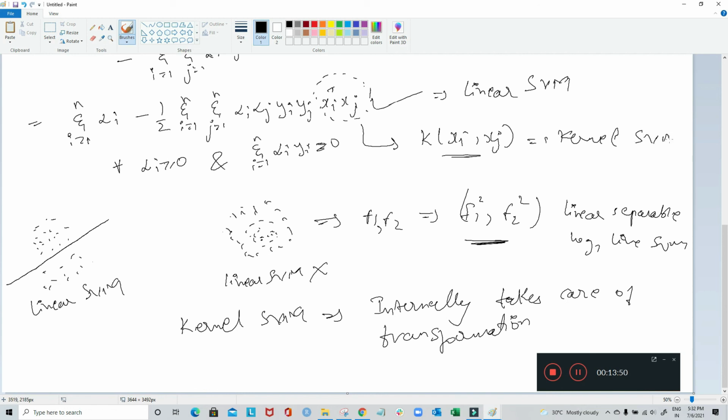Kernel SVMs essentially mean this part can be replaced by anything. This could be represented as a polynomial kernel or a quadratic kernel, depending on which works well and fits the data. Here it can be a polynomial kernel, like a quadratic equation, right?